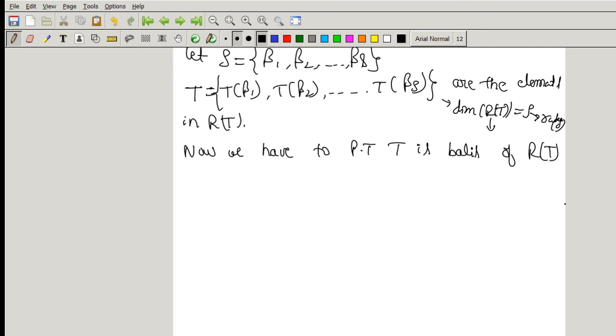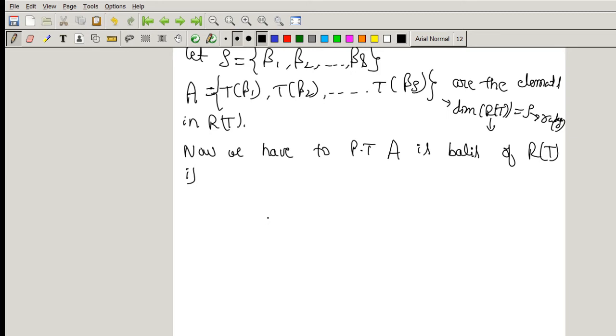Prove that T is, sorry, we have used T for a linear transformation. So call this some other name. Call this as some A itself. Let A be equal to T of beta 1, T of beta 2, so on up to T of beta S. Because for a linear transformation also we have used T. We have to prove that A is a basis of R of T. To prove that any set is a basis of R of T, we have to prove two conditions.